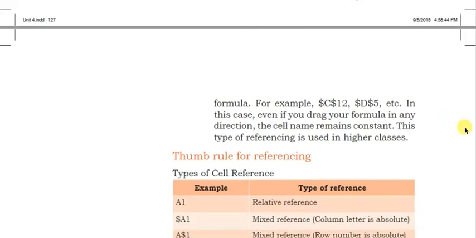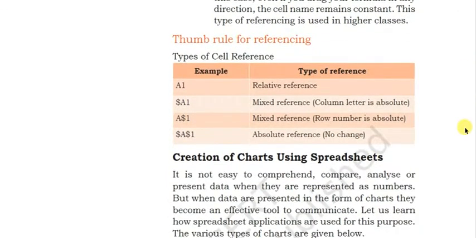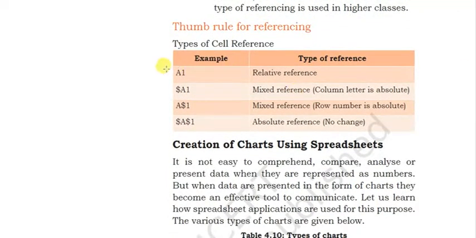Okay. So the thumb rule for referencing is that A1 is relative referencing, $A1 is mixed reference, okay, A$1 is mixed reference, $A$1, okay, this is absolute reference. These are the thumb rules.